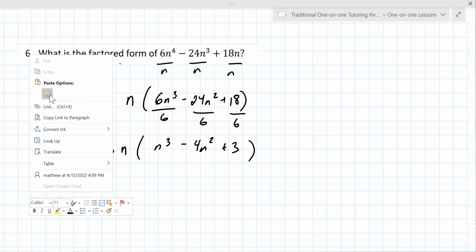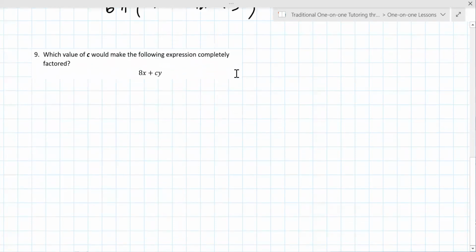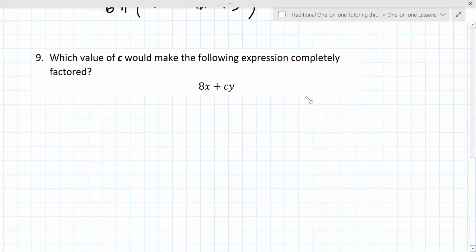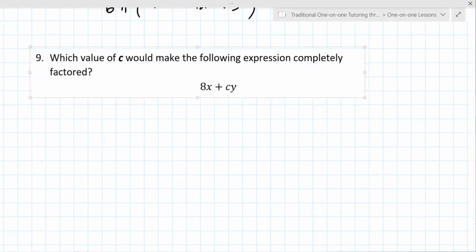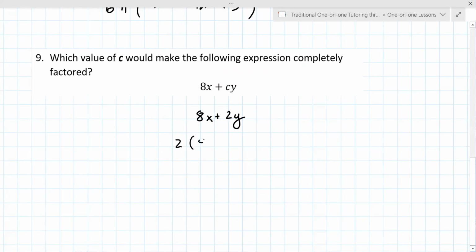But we're going to do kind of one more here. We're going to do 9. It's kind of a backwards question. Actually, now that I see it, I guess I understand what the instructor is doing. So we're going to go through. If it was 8x plus 2y, do you see that you could factor a 2 out of both? Yeah, I do. Okay. And let's say it was 8x plus 12y. Do you see that you could factor a 4 out of both?